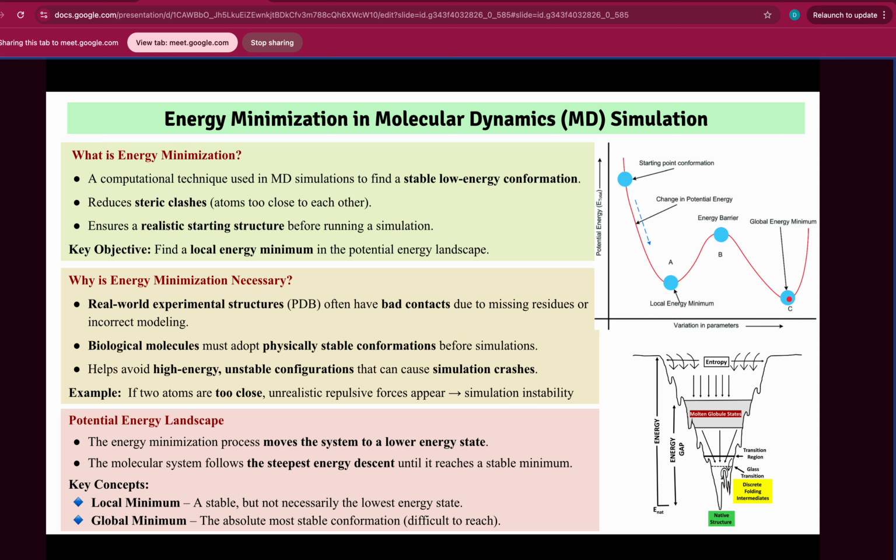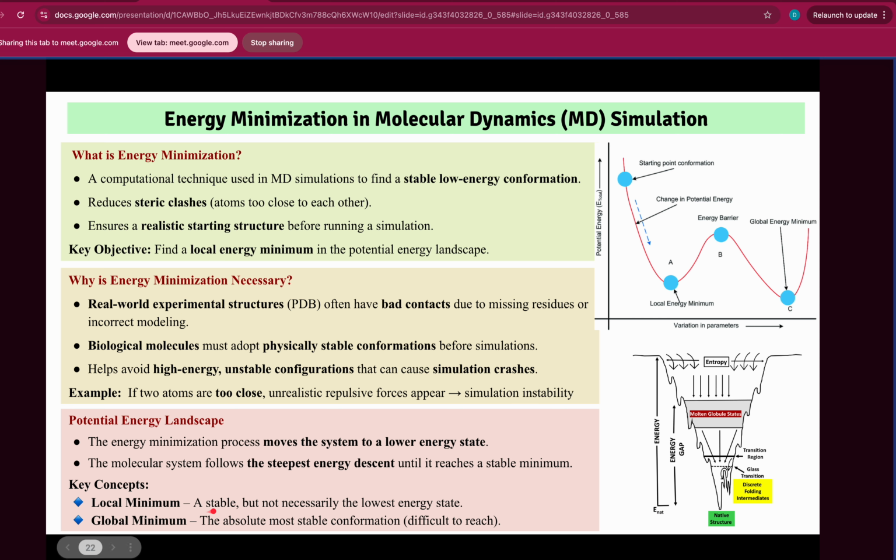So our ultimate aim in energy minimization is to move our protein from the starting point, or the high energy state, to the lowest energy state, and we try that it should reach the global energy minima. Although in certain scenarios, based on the time it takes and your knowledge, you might get trapped in local energy minima. So it depends, but our ultimate aim is to go to the global energy minima.